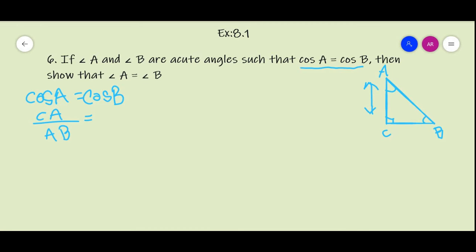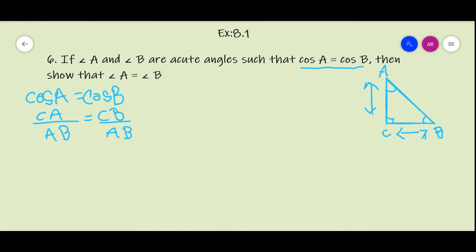Now let us find out cos B. What is the adjacent side for this angle B? It's CB that you see here, right? So let us write CB in here. CB by, what is the hypotenuse that we have? Here also the hypotenuse is the same, so it's going to be AB. So CA by AB is equal to CB by AB, which we have got from cos A being equal to cos B.